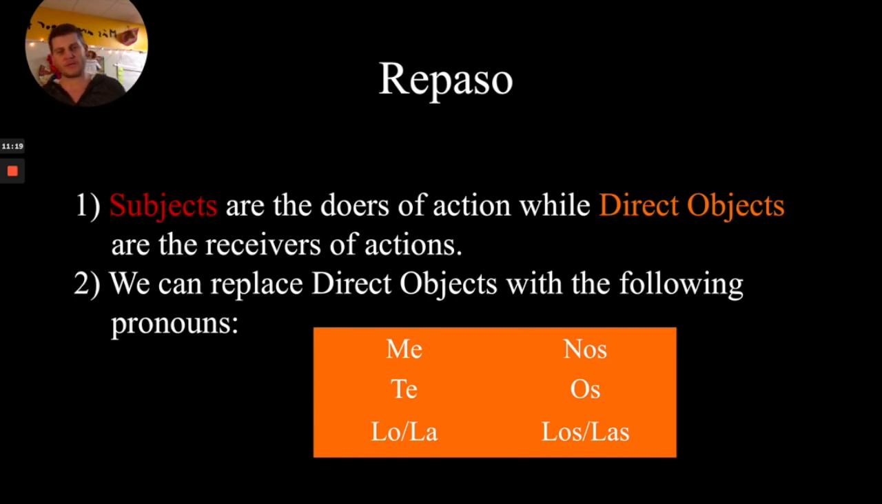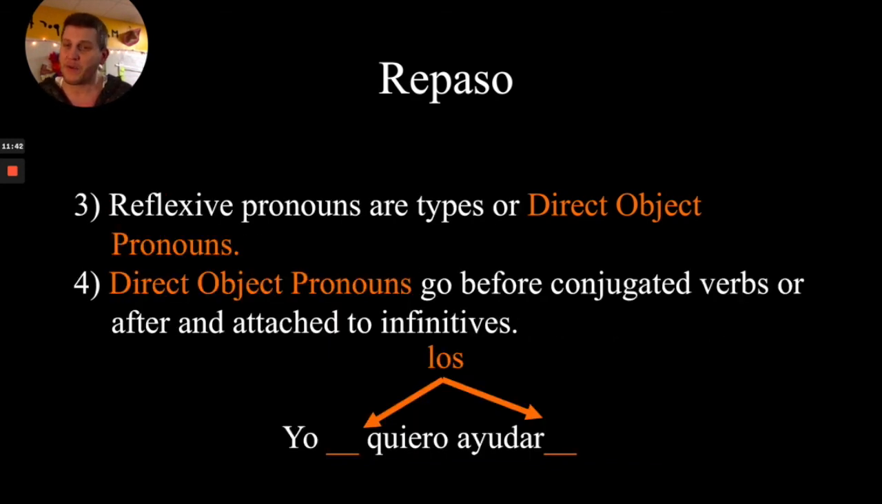So let's review what we've talked about in this video. Subjects are the doers of action, while direct objects are the receivers of actions. We can replace direct objects with the following pronouns: me, te, lo, la, nos, os, los, las. Very similar to what we learned with reflexives. Notice it's just the third person there that's different, so not a whole lot of new stuff here to memorize, y'all. Number 3, reflexive pronouns are types of direct object pronouns, so we already know how to deal with them.